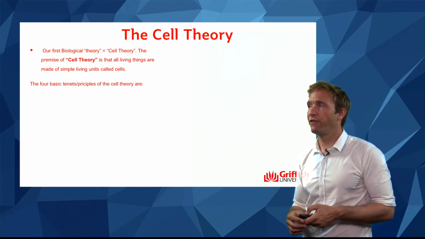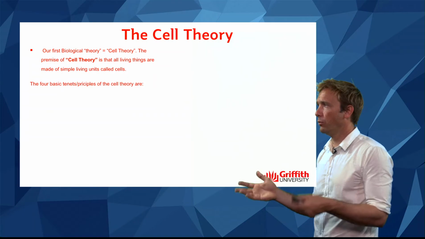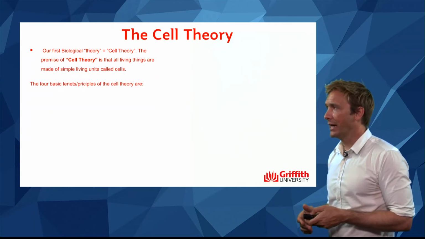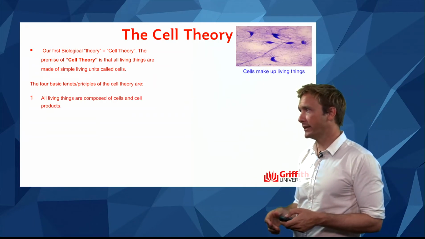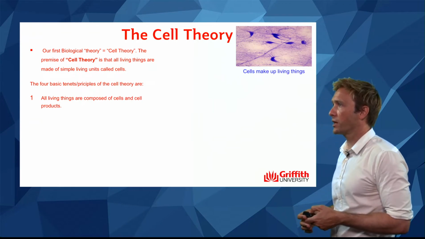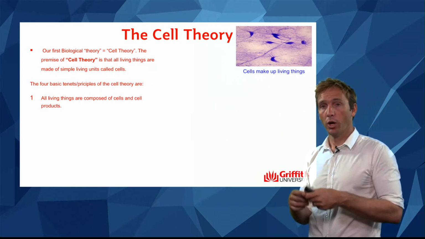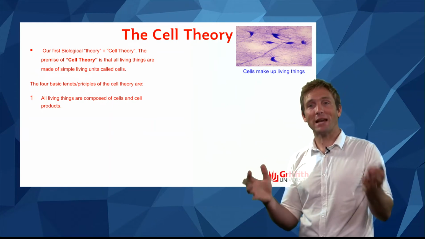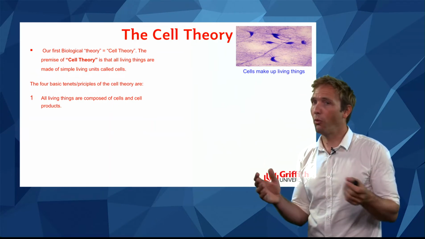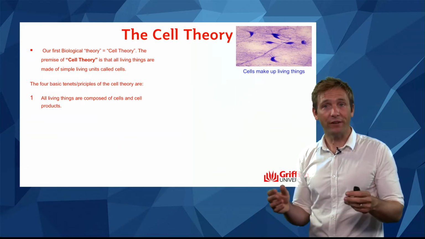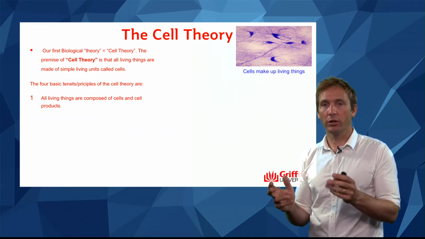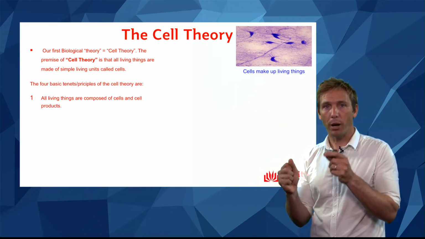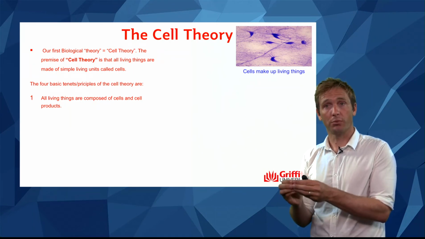Now, there are 4 basic tenets, we'll call them, or principles of cell theory, and they are: 1, all living things are composed of cells and cell products. So all the living things you've ever interacted with, all the grass you've ever seen, all the massive trees you've ever seen, all the whales, all the jellyfish, all of these living organisms are composed of cells or cell products.